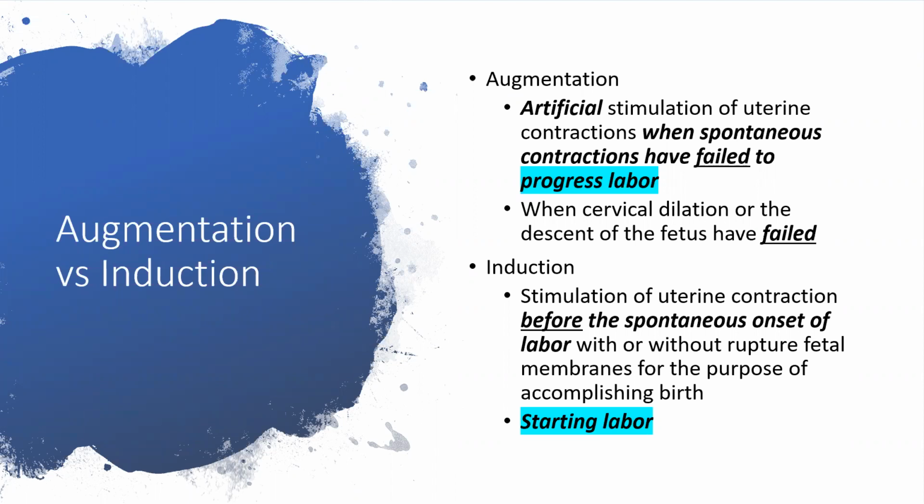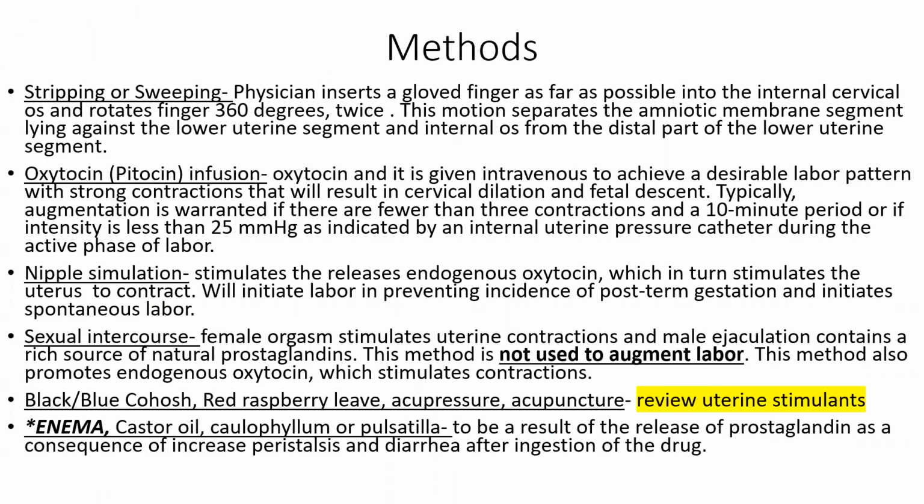We have a lot of different methods here, a huge list. Maybe it's by stripping or sweeping. Maybe it's by infusing more oxytocin. Oxytocin is the med given IV to achieve a desirable labor pattern with strong contractions that result in cervical dilation and fetal descent. And we just, of course, have a lot of these words right here.